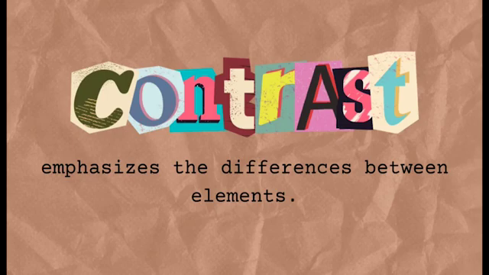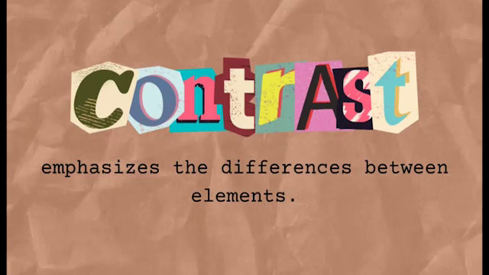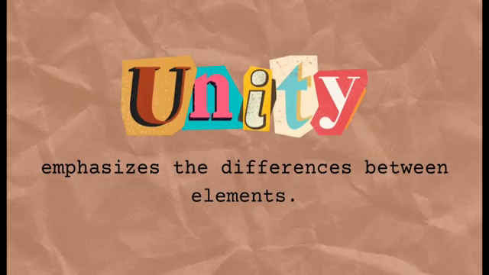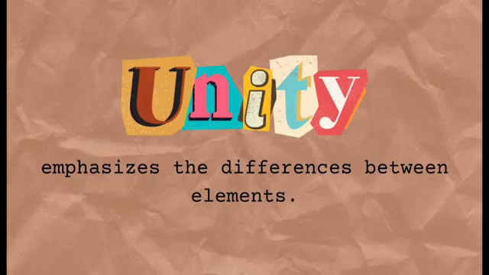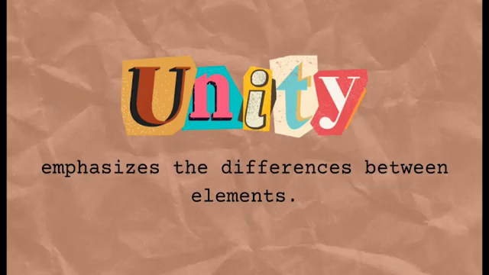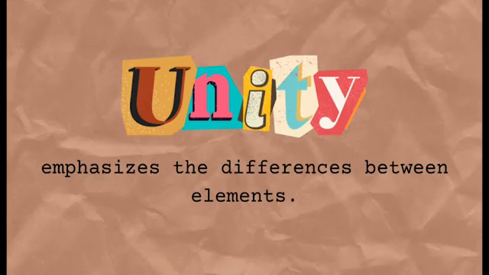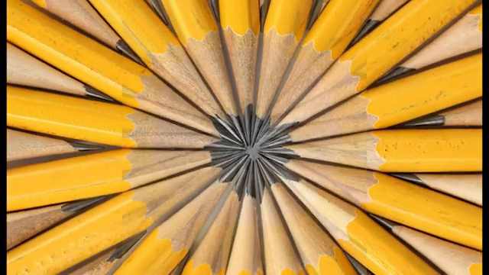It helps create focal points and can make your design stand out. High contrast grabs attention, while low contrast offers a more subtle and harmonious look. Let's move to unity. Unity is another important principle. It's all about the positioning of elements to create order and unity in your design. Unity keeps your design organized and makes it easier for the viewer to understand.